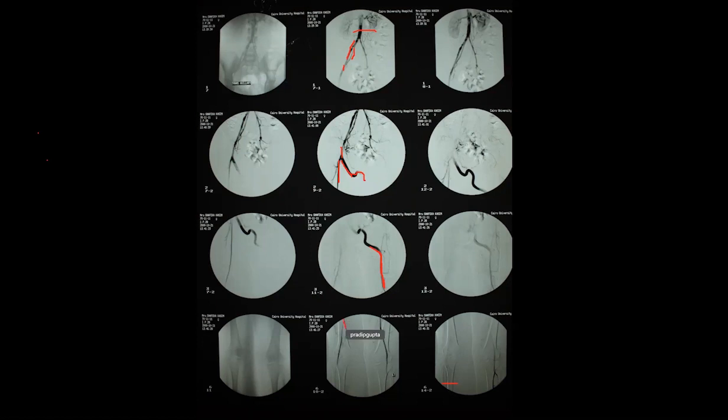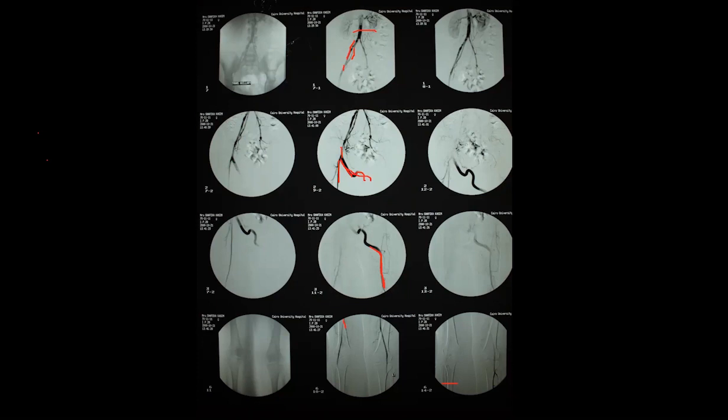Right. Is it coming from the right or from the left? It's coming from the right and going toward the left side. You can easily diagnose it. What is it? Fistula. A fistula between the right and the left.